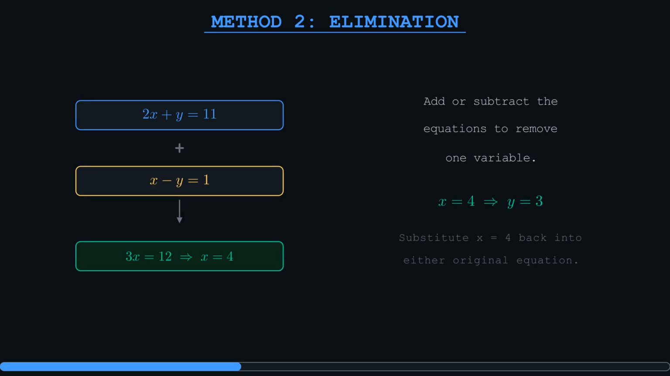Elimination means adding or subtracting the equations to cancel out one of the variables. Adding 2x plus y equals 11 and x minus y equals 1, the y terms cancel, leaving 3x equals 12, so x equals 4. Substituting back into either original equation gives y equals 3.